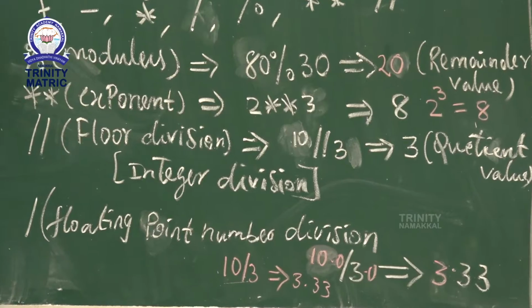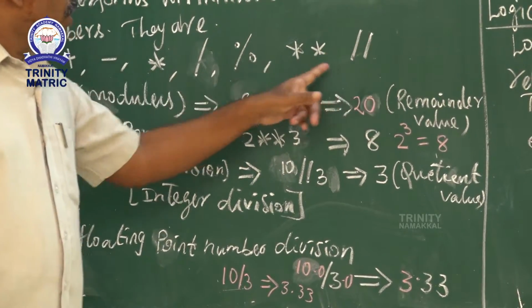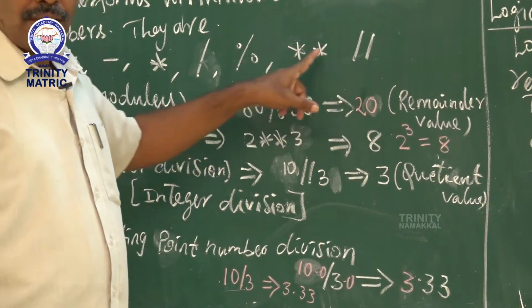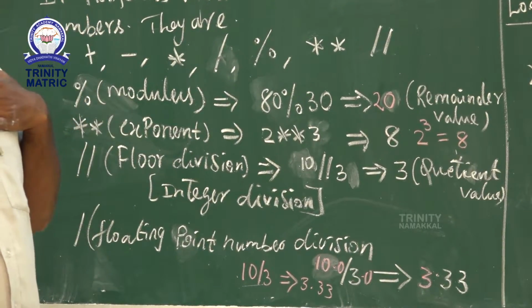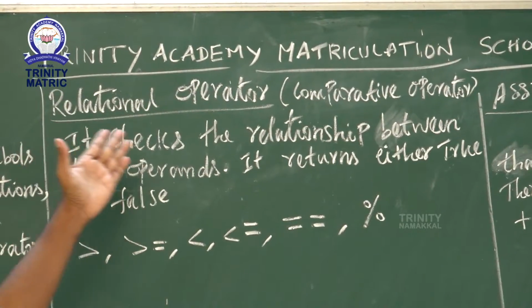So keep in mind plus, minus, star, but you must know the difference between the single slash, percentage and double slash. The double star is for exponent. Shall we go to the next operator? Now, see, relational operator.